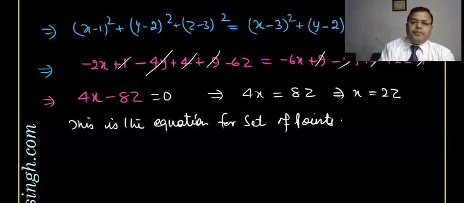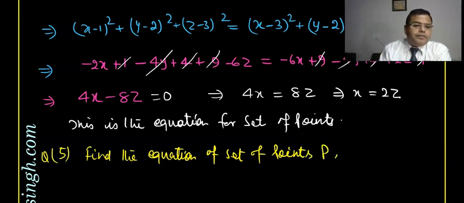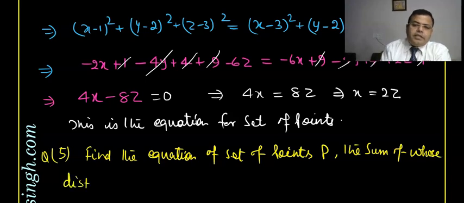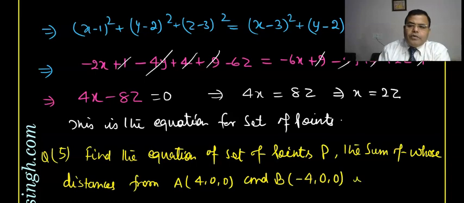Now question number 5. Find the equation of the set of points P, the sum of whose distances from A (4, 0, 0) and B (minus 4, 0, 0) is equal to 10.